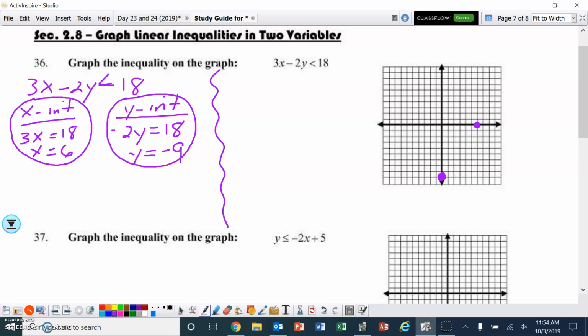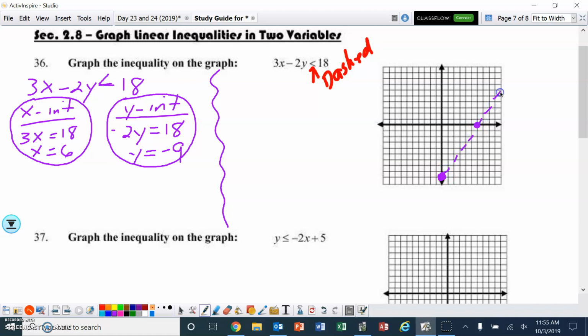Now, when we graph the line, we have to remember the type of line that it has. There are two types of lines: the solid line and the dashed line. So looking at the inequality, there's no equal to on it, so that means it's going to be a dashed line. So I am going to draw a dashed line through those dots.